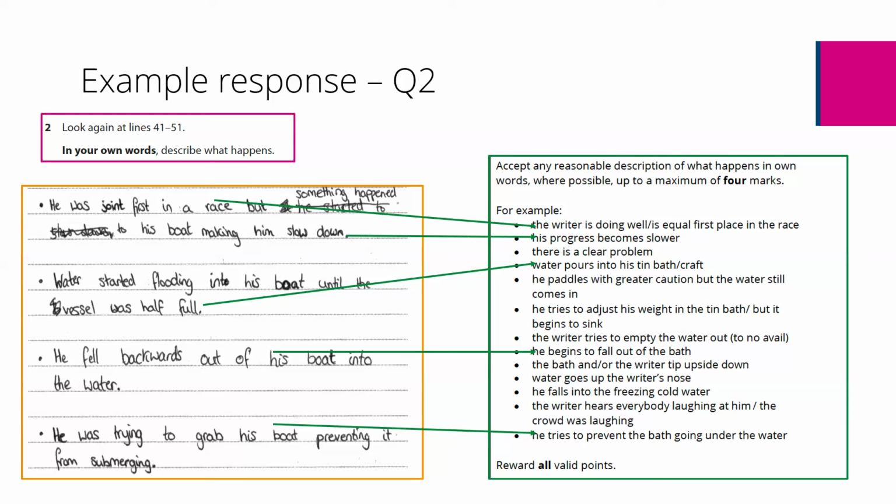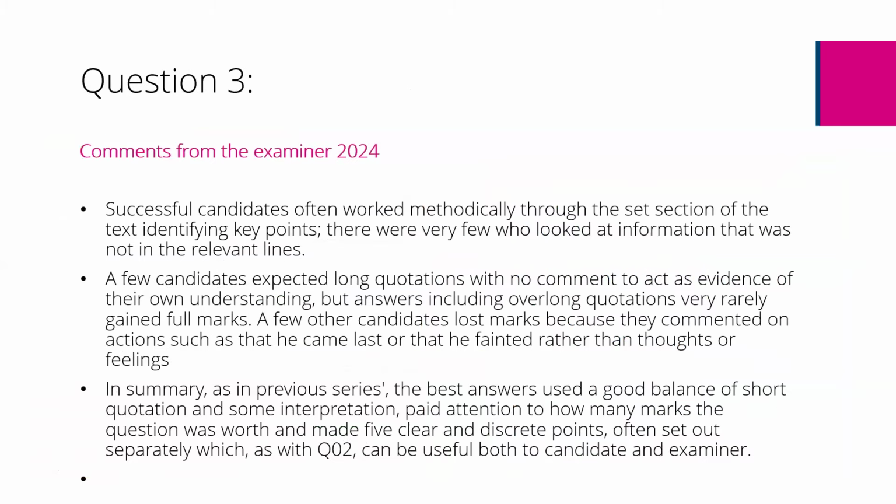And the examiner tip here is that setting out the points on separate lines helps both the student and the examiner. So that's a little bit about question 2. Of course, questions 1, 2, and 3 are all on the unseen text. So moving on to question 3, again, this is from page 17 of the examiner report.